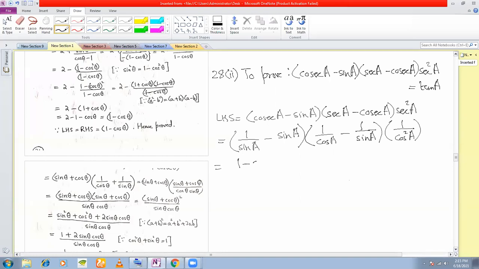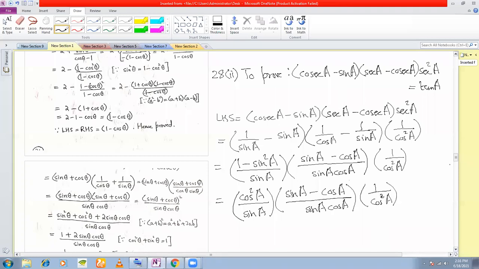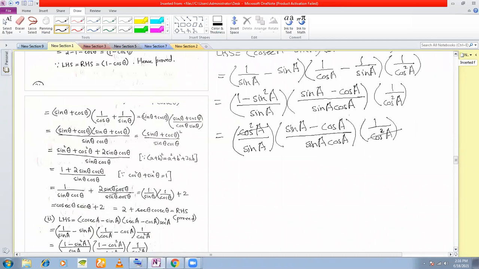Now I take the LCM, 1 minus sine square A divided by sine A. And here you take the LCM, LCM will be sine A cos A. So here you get sine A minus cos A into 1 by cos square A. Here 1 minus sine square A will become cos square A by sine A into sine A minus cos A divided by sine A cos A into 1 by cos square A. So now this cos square and this cos square is going to cancel.